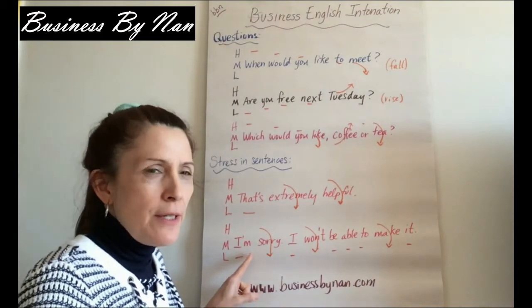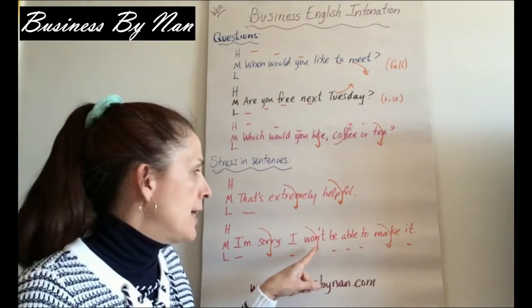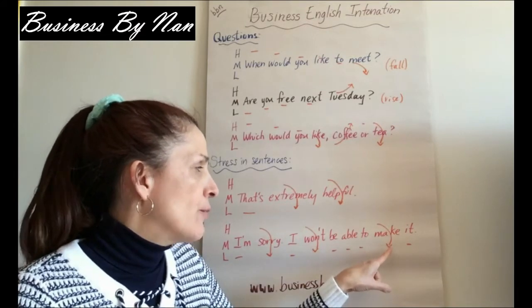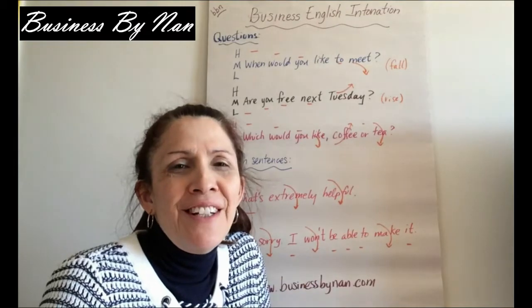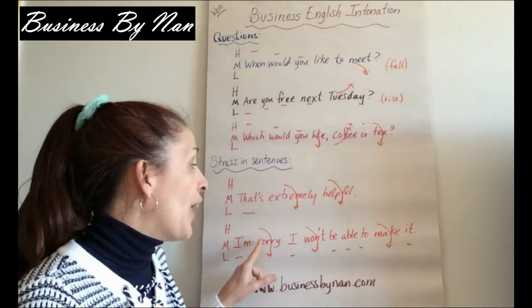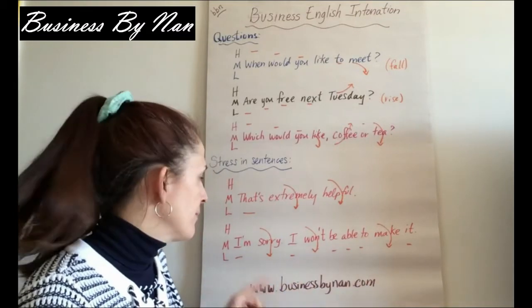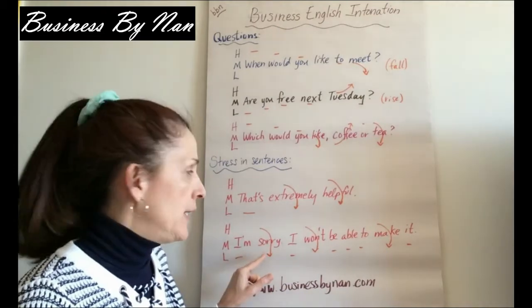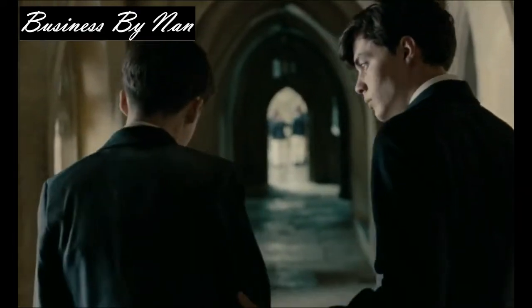This one is a little bit different because now we're stressing our negative verb, whether it's won't or can't. And we're stressing our verb make it. Make it, we saw before in another video. It means to attend or to come. I'm sorry, I won't be able to make it. Let's try it again. I'm sorry, I won't be able to make it. I'm sorry, I won't let them do it again.